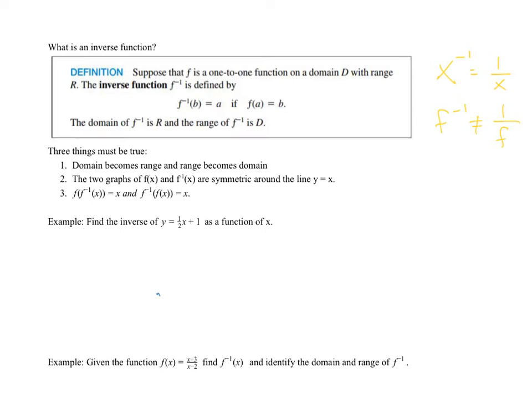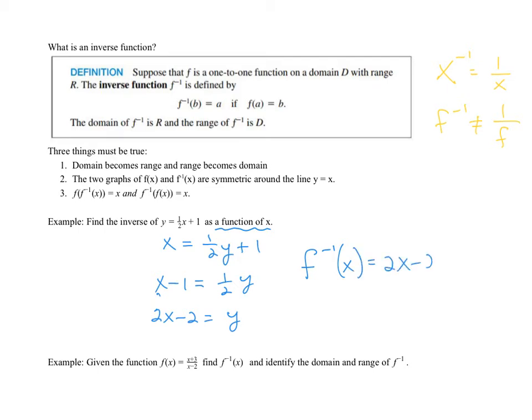First, if they ask me to find an inverse of a function, basically your y becomes your x and your x becomes your y. They switch places. They want you to write the answer as a function of x, so I want to get y by itself. I'm going to subtract 1 on both sides, and I'm going to multiply both sides by 2. That means that the function inverse would be 2x minus 2.